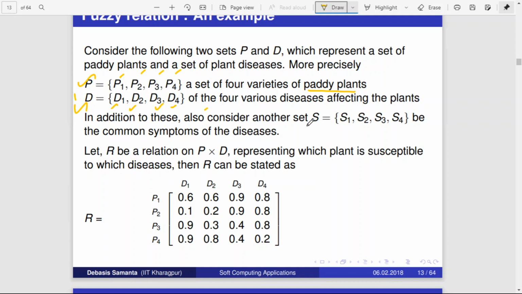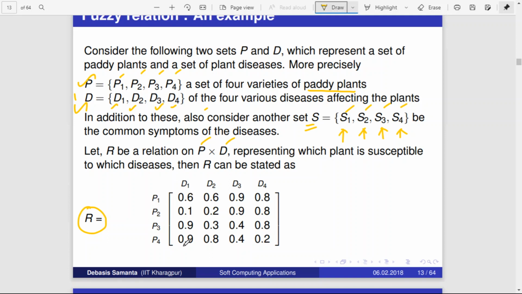We have another set S which contains the values S1, S2, S3 and S4, where these are symptoms of a particular disease. S1 represents the symptom of one particular disease, S2 represents the symptom of the second disease, S3 represents the symptom of the third disease, and S4 represents the symptom of the fourth disease. Now we have a relation R which is defined over P and D, that is the paddy and the disease. That is, each type of paddy can get what type of disease with what certainty.